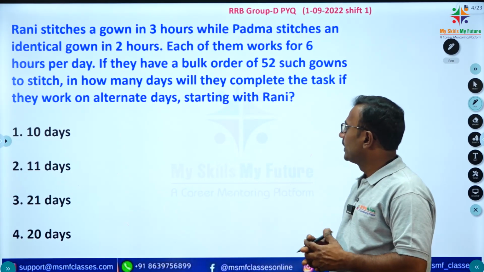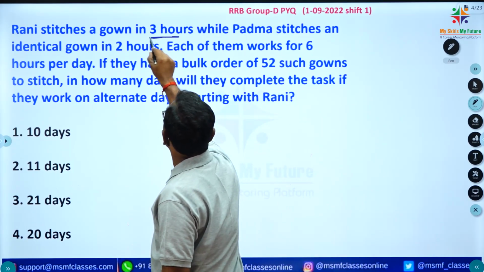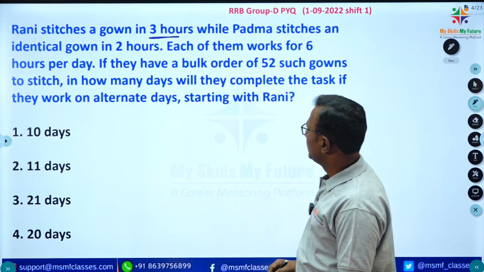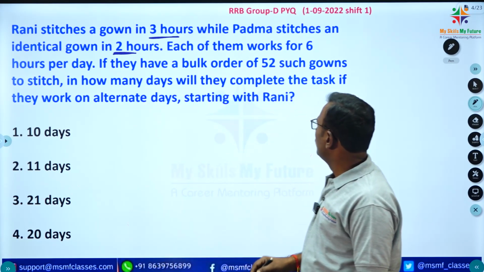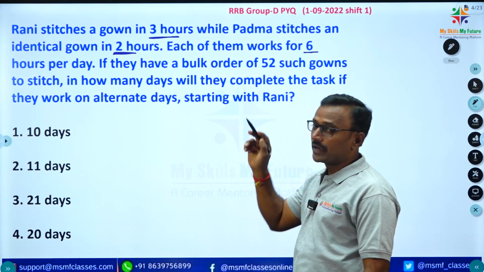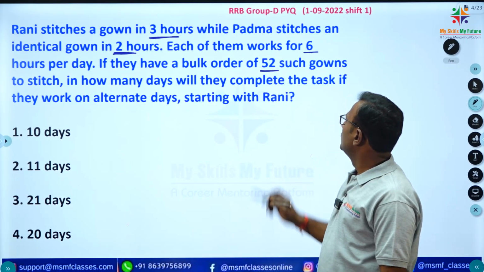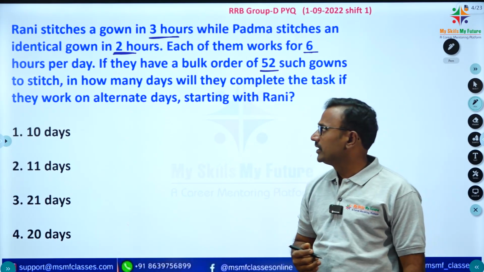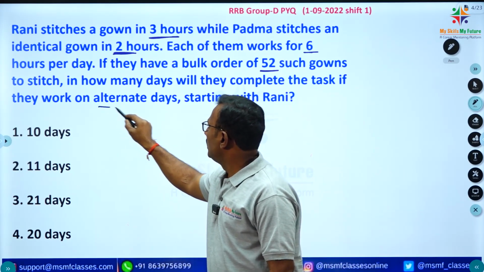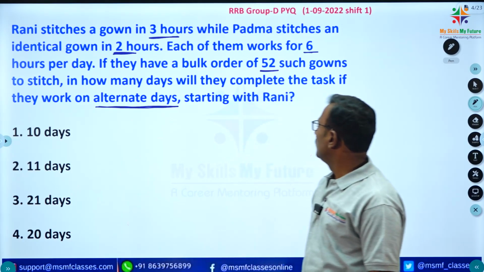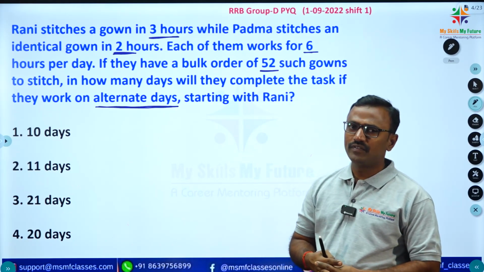See the question. Rani stitches a gown in 3 hours, while Padma stitches an identical gown in 2 hours. Each of them works for 6 hours per day. If they have a bulk order of 52 such gowns to stitch, in how many days will they complete the task if they work on alternate days, starting with Rani? The question is based on time and work.